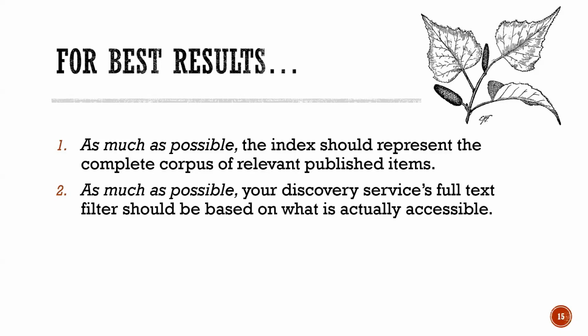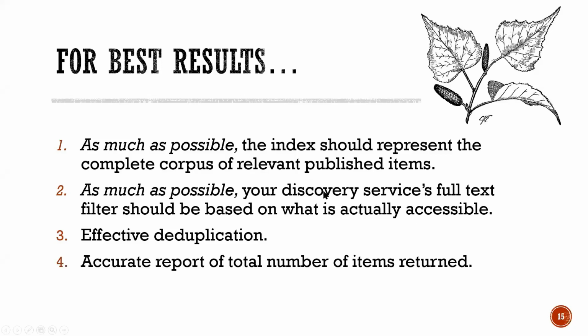You also are going to need pretty effective deduplication, since the ratio is based on the total number of items returned by our searches. A large number of duplicates could skew our results. And similarly, you're also going to need accurate reporting of total results. So if the discovery layer is being loose with how it reports the total number of items in a search, that could also reduce the usefulness of that ratio.